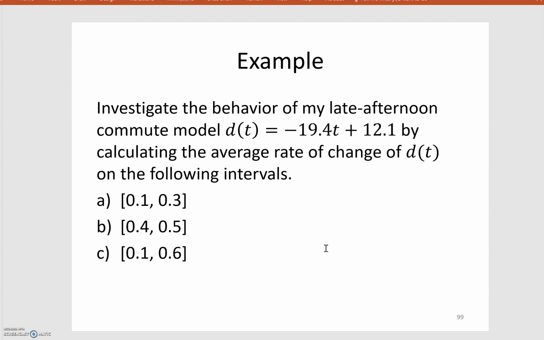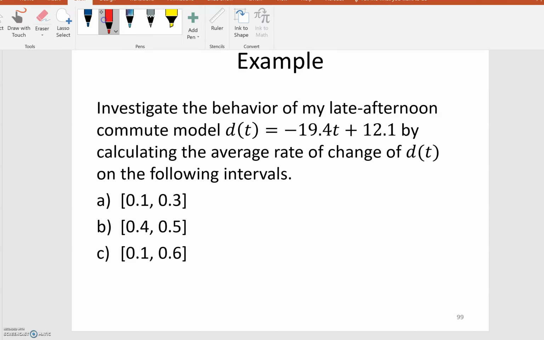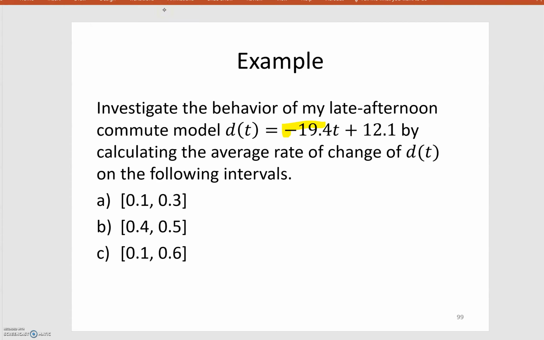Here's another set of questions about the same problem, the same late afternoon commute model. And all of these questions are about finding average rate of change. Now remember, this is a linear function, so we know the answer to this already, or at least we should. The answer is going to be negative 19.4 because that's the slope of the function. So we expect to get that value for each one of these.